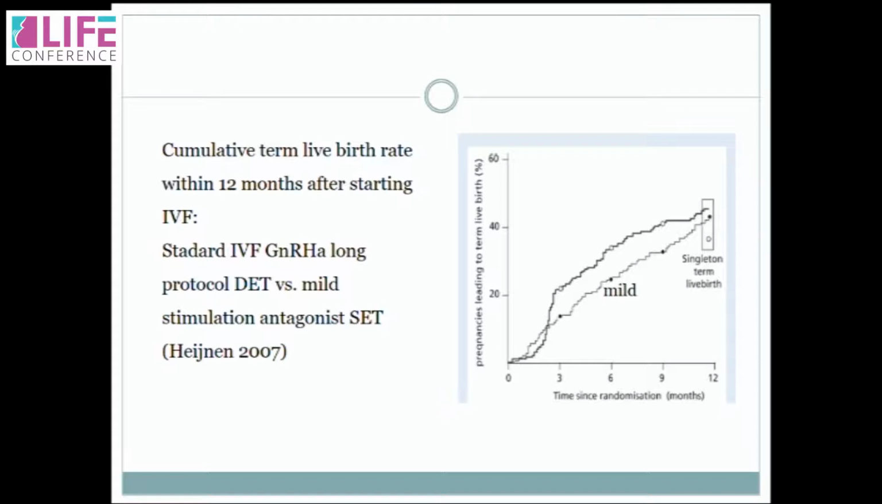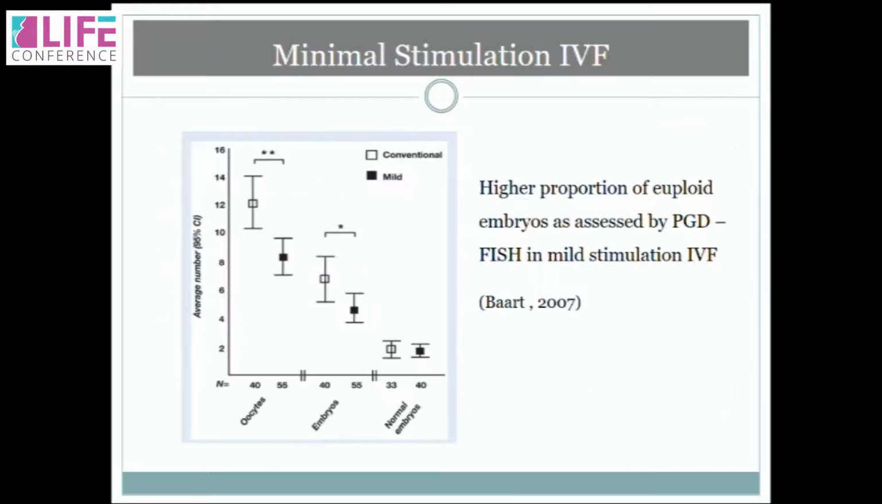If we look at some older studies, we know that the cumulative live birth rate was not different if we look at a total of 12 months. So we understand that during that time, there were more pregnancies with the normal IVF with the higher stimulation, but if the patient is patient enough, we can achieve the same amount of pregnancies.